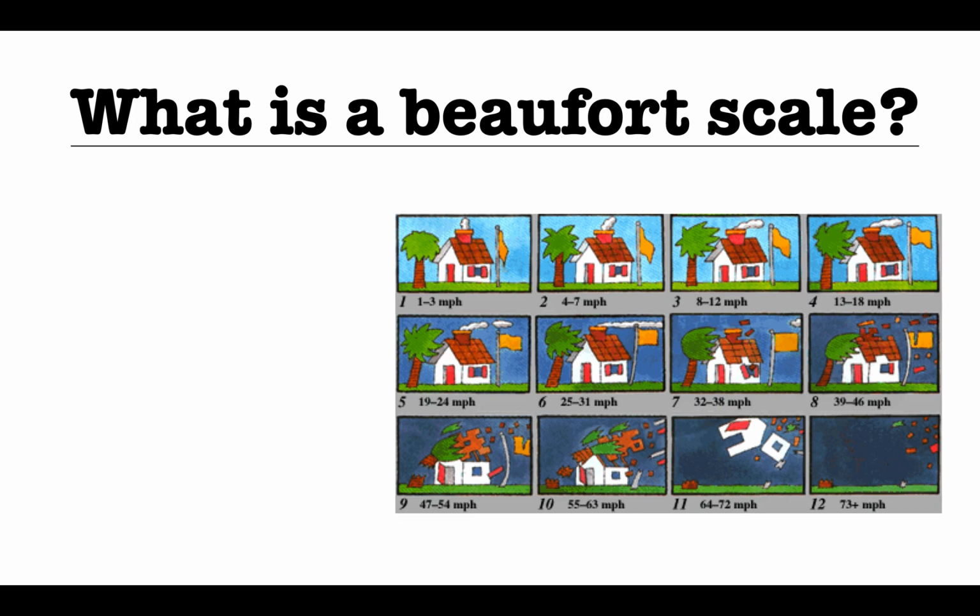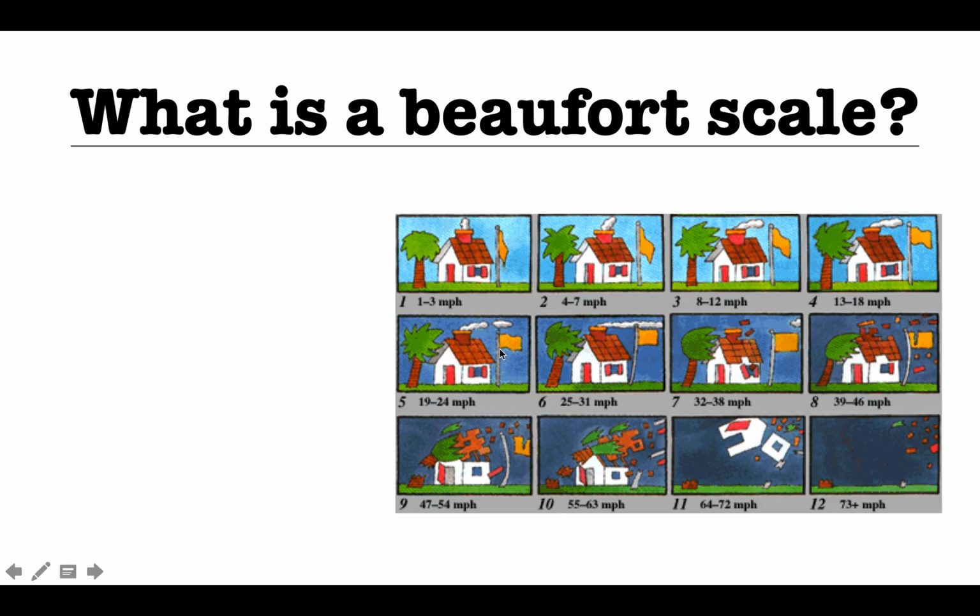As you can see, this scale has 12 different levels: 1, 2, 3, 4, 5, 6, 7, 8, 9, 10, 11, 12. 0 means dead calm, so no wind at all whatsoever. And then 12 and over, whatever is 12 and over, is a major hurricane, the worst wind ever.